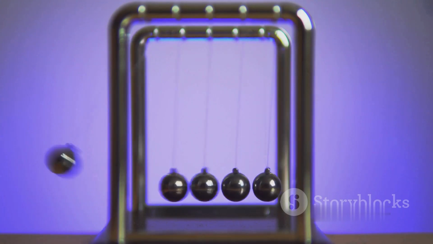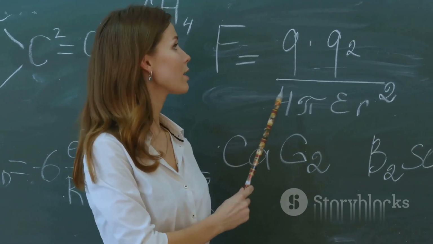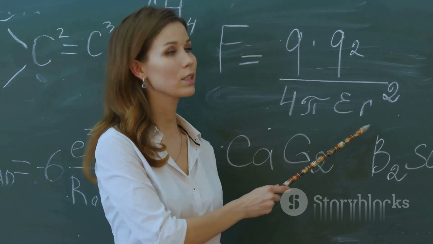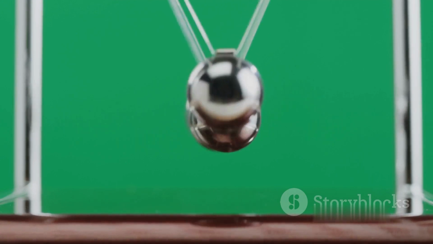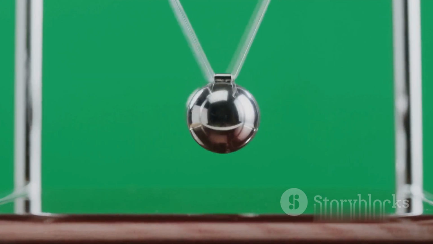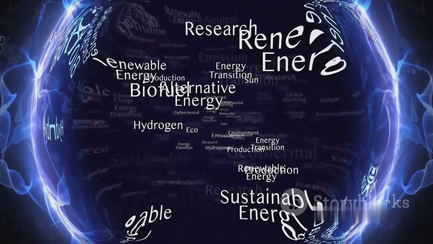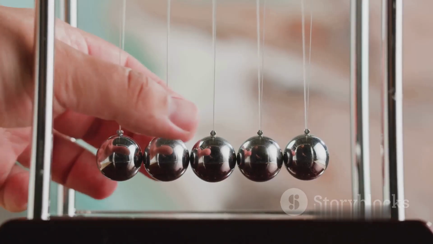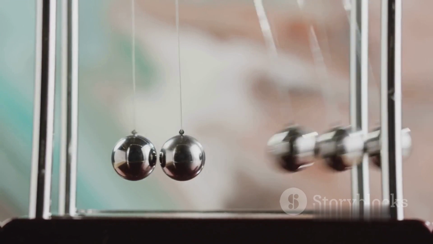First, consider potential and kinetic energy. When the pendulum bob is at the highest point of its swing, it possesses maximum potential energy due to its height. But, as it begins to fall, this potential energy starts to convert into kinetic energy, the energy of motion. At the lowest point of its swing, the pendulum has maximum kinetic energy and minimum potential energy. This energy transformation continues back and forth, just like the pendulum bob swing.